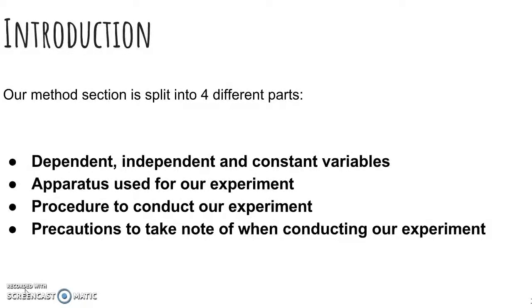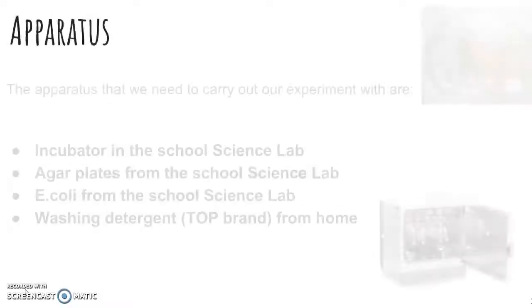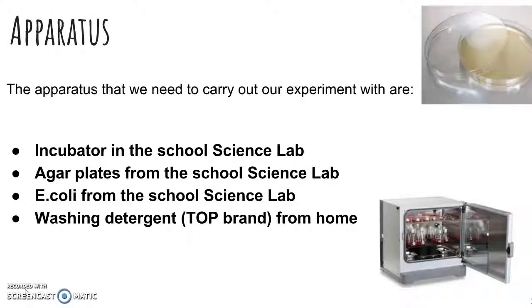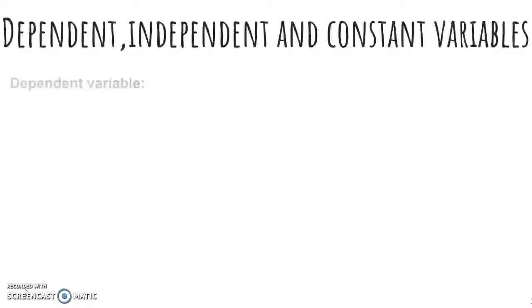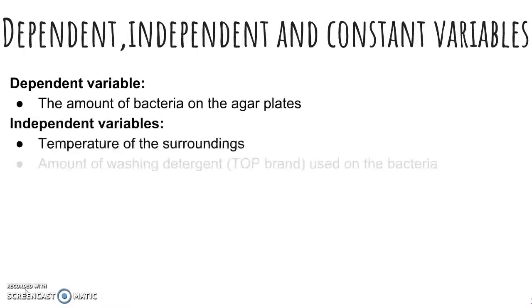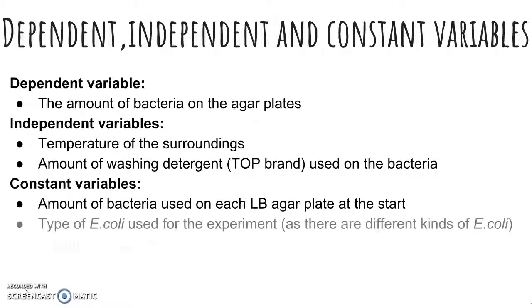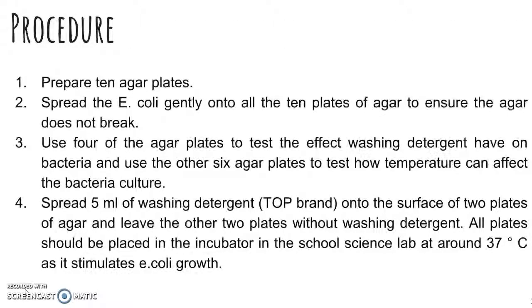Here are the 4 parts to our method section. The apparatus we used are an incubator, agar plates, E. coli from the school science lab, and washing detergent provided by Germain. Here are the independent, dependent, and constant variables. This is our procedure.